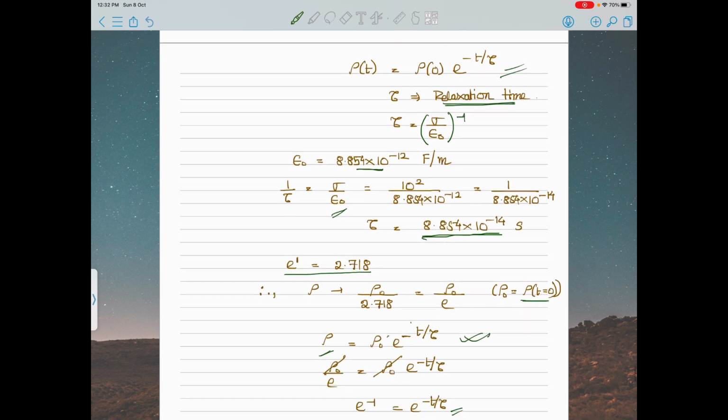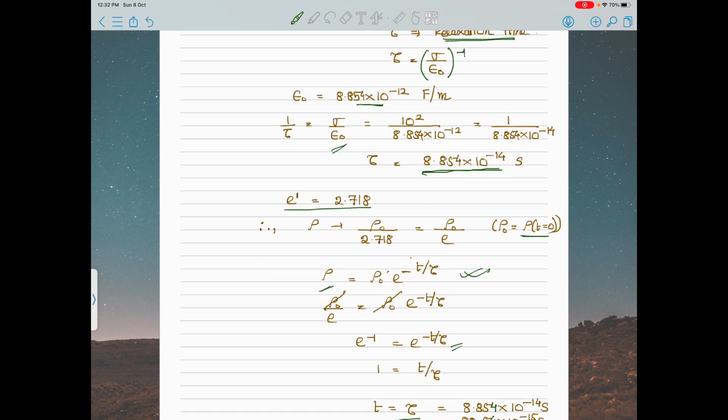Now it is given in the question that if the charge density reduces to 1 by e of the original charge density, then what will be the time elapsed? So that is what we are trying to find out, using the same expression which we have got, that is rho is equal to rho at t equal to 0, which is rho naught e to the power minus t by tau. So rho becomes rho naught by e, because 1 by e times the original charge density is given in the question.